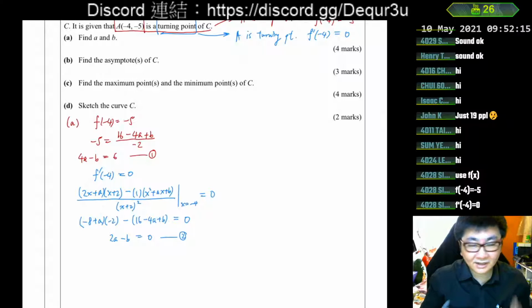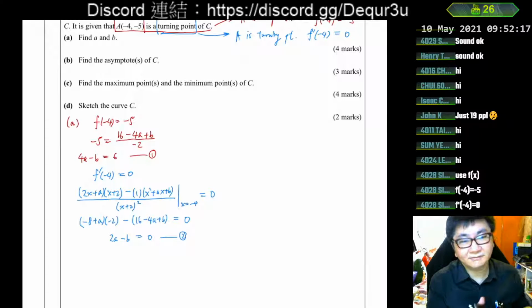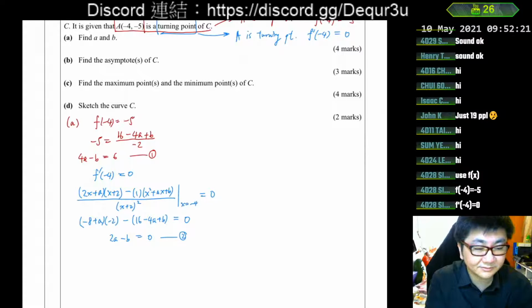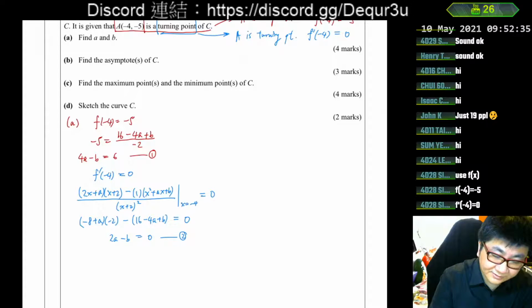And now, after having equation 1 and equation 2, we can, as usual, use the 2 equations, 2 unknowns skills to do it. So use my program for -1, 6, and for the blue equation 2, then 2, -1, 0. And so we have a is 3 and b is 6 by solving. Okay.